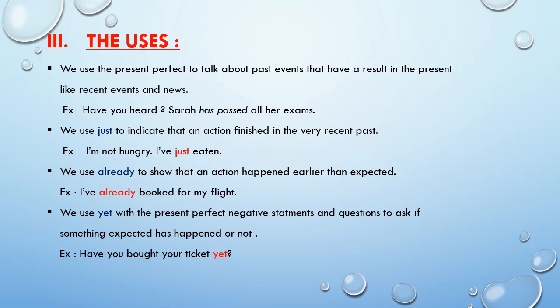We use already also to show that an action happened earlier than expected. Example: I've already booked my flight. Yet is used in the present perfect, but just in negative and interrogative. It's used to ask if something expected has happened or not. Example: have you bought your ticket yet?